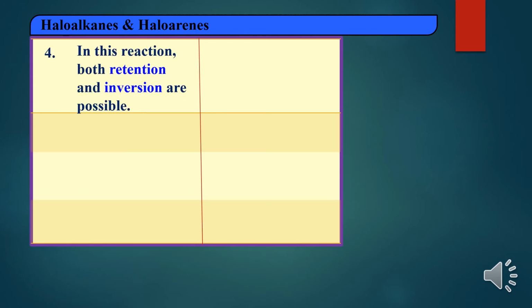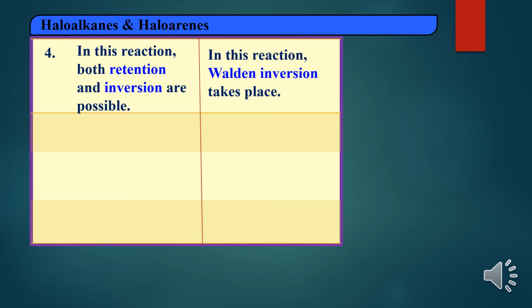Then the next point: in the SN1 reaction both retention and inversion of configuration are possible. When the carbocation forms in step 1, in step 2 the nucleophile can attack from the same side also, or from the opposite side. If it attacks from the same side, it is called retention of configuration. If from the opposite side, it is called inversion of configuration. But in SN2 only Walden inversion is possible. Walden inversion is nothing but inversion of configuration. The nucleophile will attack exactly opposite to where the Br was.